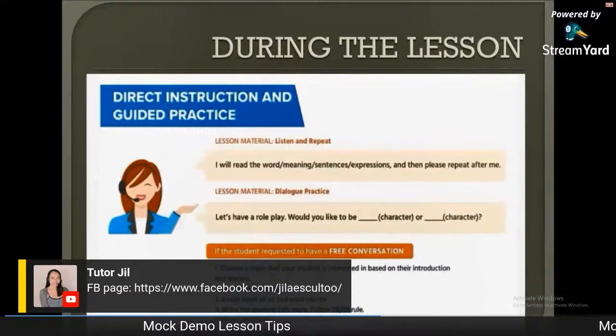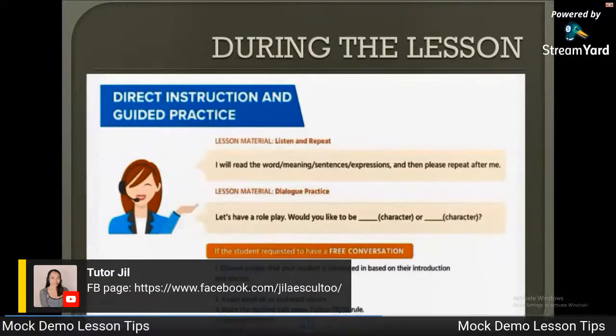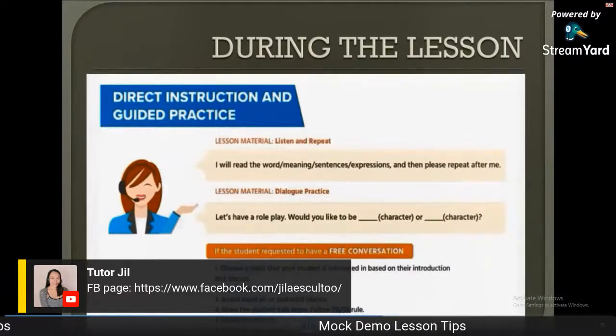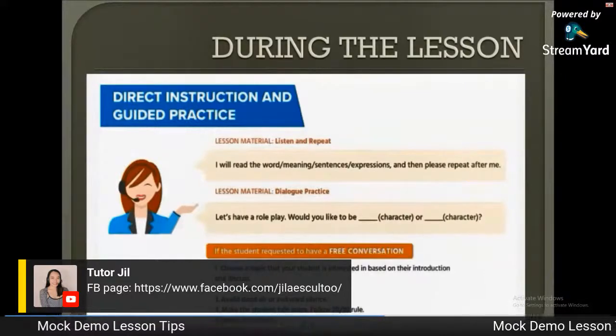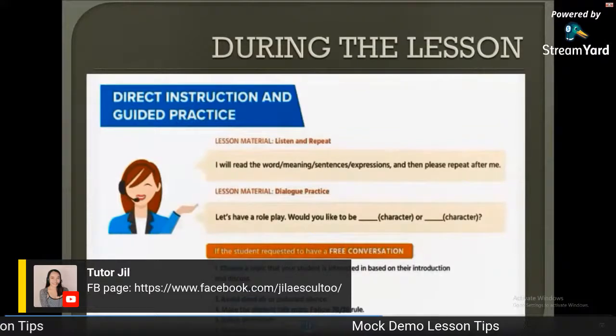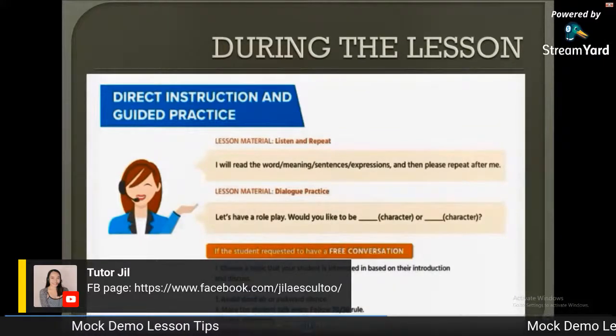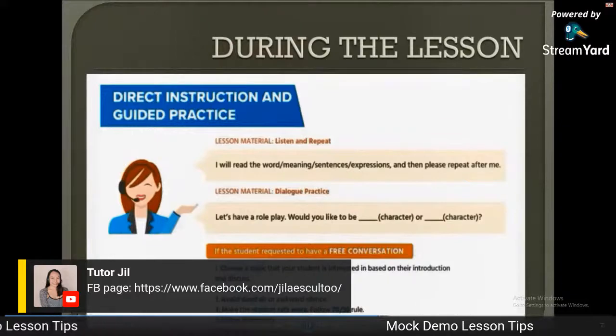Number 5, listen attentively, especially if your student is talking, so that you will be able to know what would be your next question. Number 6, respond appropriately. So, for you to communicate with your student well, you need to be attentive, listen attentively, and of course, respond appropriately.